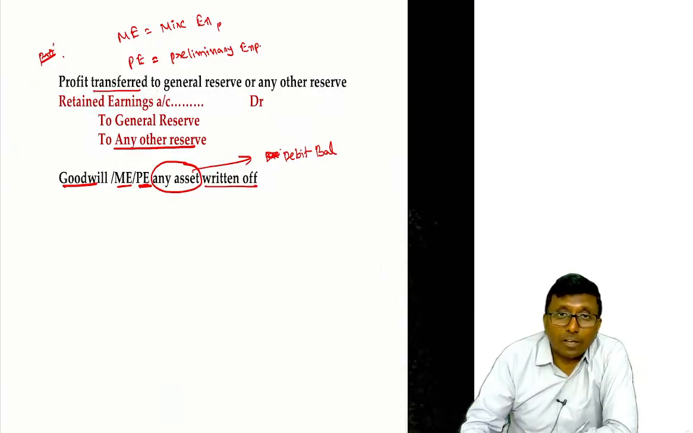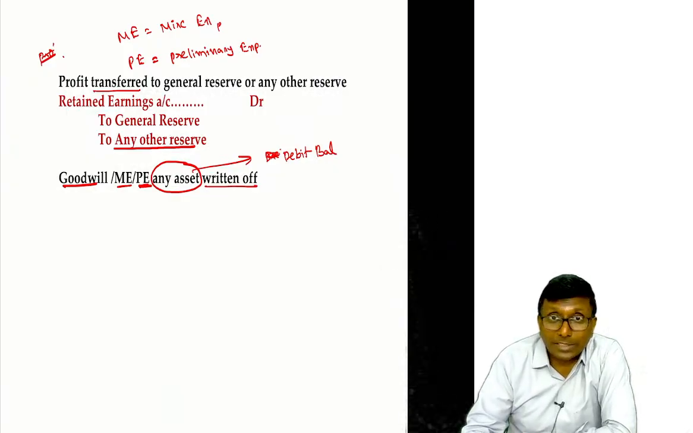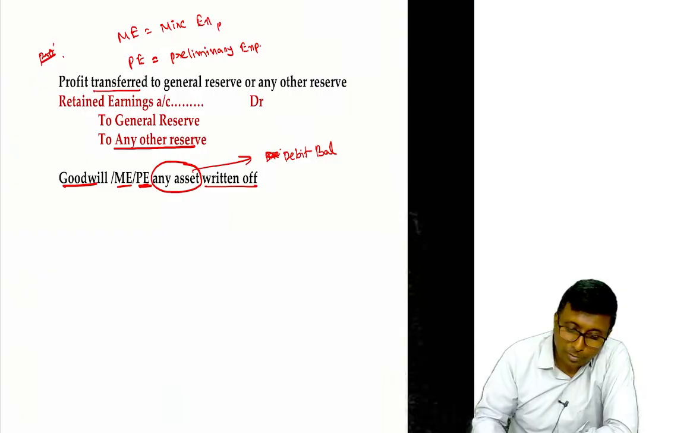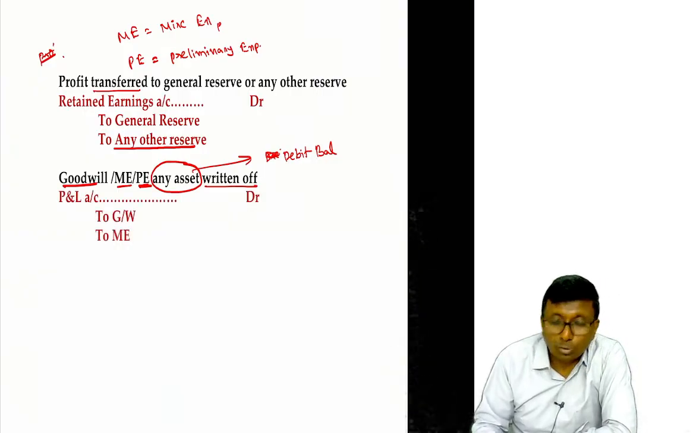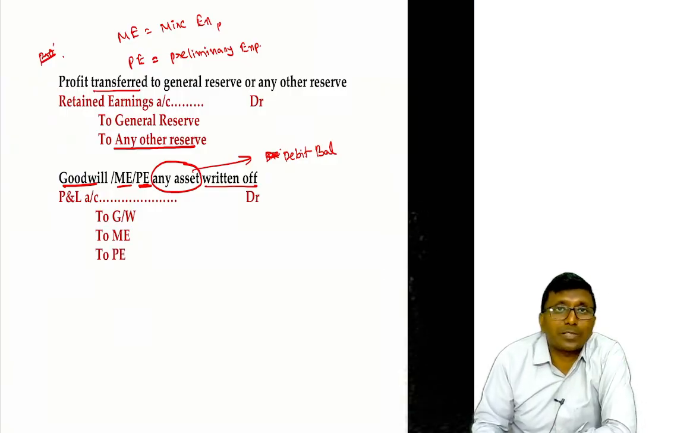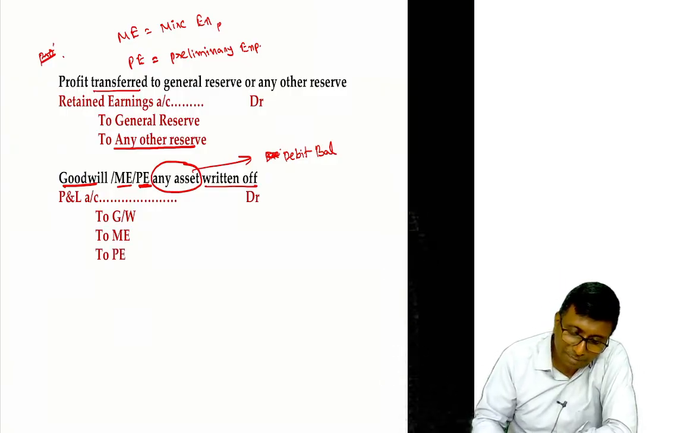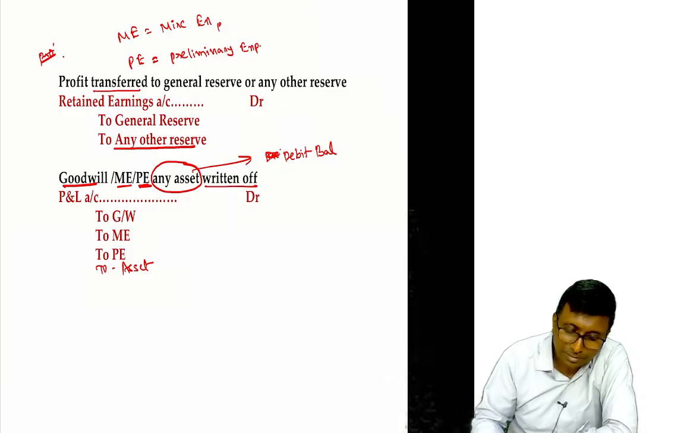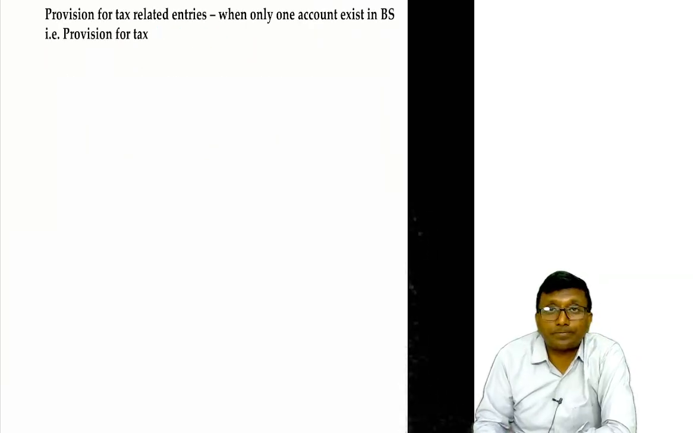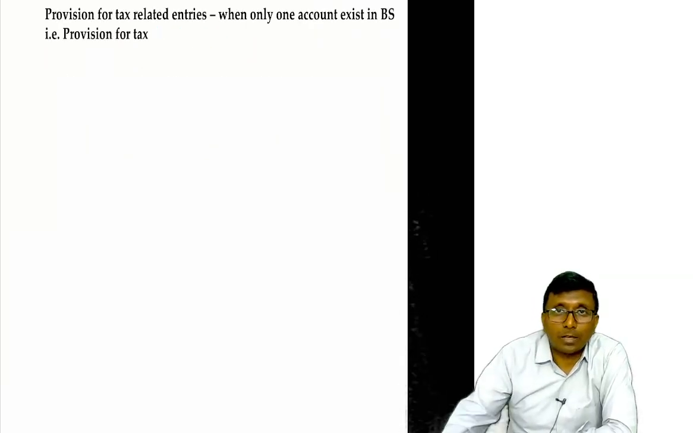Then you want to write off, that is, remove from the books of account. Asset is gone, which means a loss to you. That's why P&L account debit, obviously. Goodwill gone means goodwill should be credited. Miscellaneous expenditure should be credited. Preliminary expenditure should be credited. Any other asset name, whatever you say, to that asset also. Whatever asset you want to write off, you can write it off like this. Hope you understood. Done.